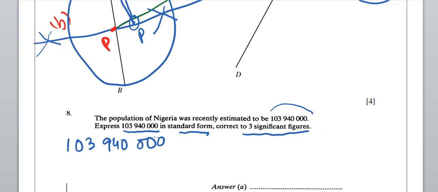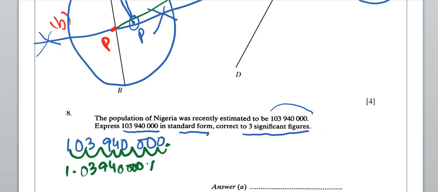To write 103,940,000 in standard form, the decimal should be after the first non-zero digit. Right now there is a decimal point here. I will move this decimal after the first non-zero digit. So that will become 1.03940 raised to the power 10, and how many places have I moved the decimal towards the left? There are 3, 6, 7. 7 places I have moved. Okay, 8 digits. So it will be 8.